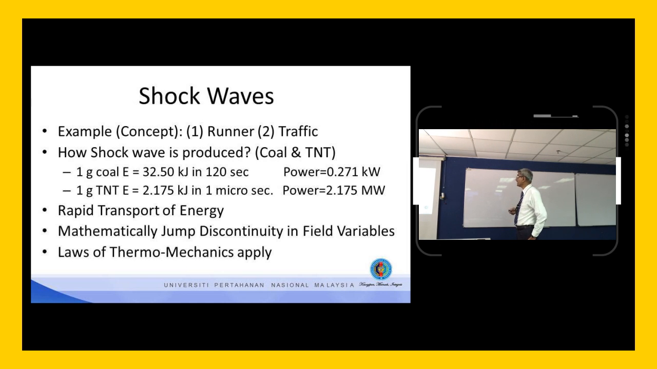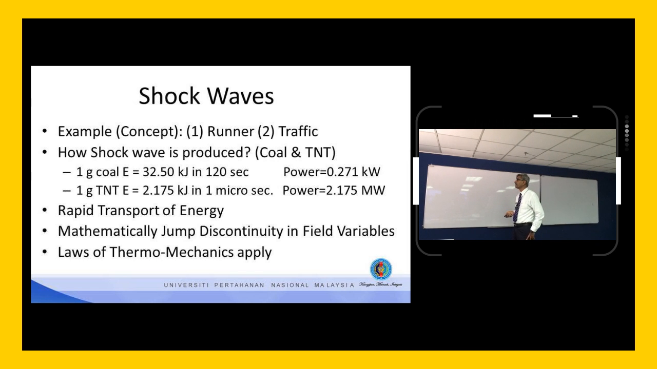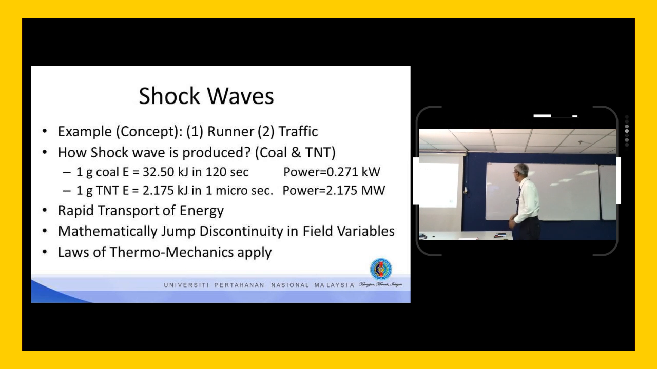Okay, regarding shock waves, what are shock waves and how are they produced? Now, just to clarify the concept, there are many examples given of what shock basically is. Now, this runner, I like this, just a matter of taste.